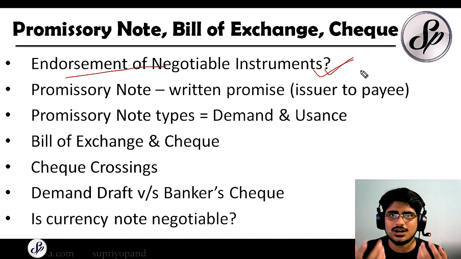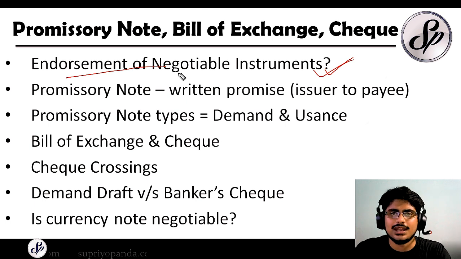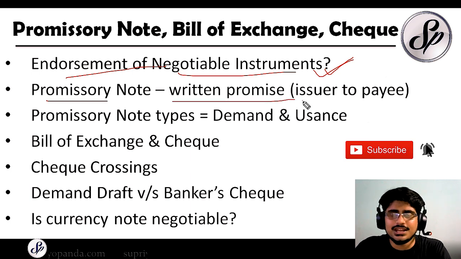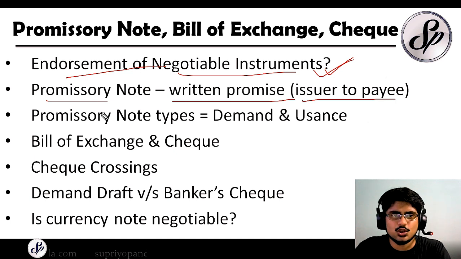So that is what we call endorsement of a negotiable instrument. So now what is the promissory note? It is a written promise, as we just discussed, from an issuer to the payee, and this is actually an unconditional document. So unconditional payment will be made in a promissory note.